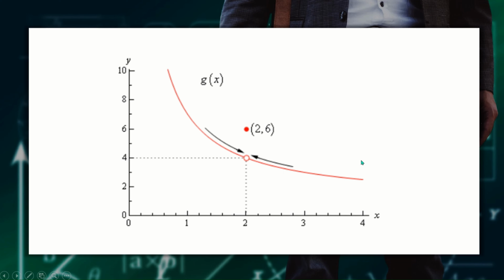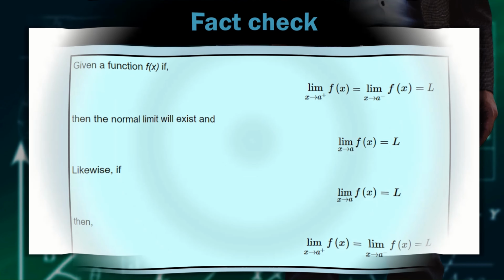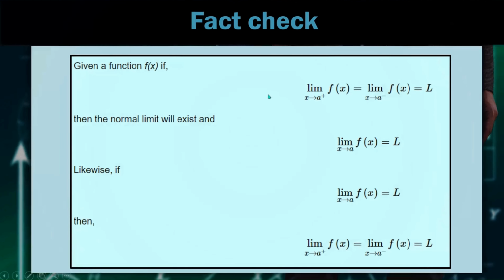So this is how we are going to interpret this one. Anyway, that's it. I hope you get it already. So let's have some fact check. Given a function f of x, if the right hand limit of the function f of x is equal to the left hand limit of the function f of x as x approaches a, and is equal to L, then that means that the normal limit will exist, and the limit of the function f of x as x approaches a is actually equal to L.